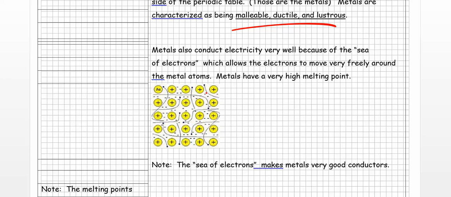But I want you to notice here that the electrons in metals are not bound to any particular element, right? So these electrons are free to move anywhere they want, right? They can move anywhere. And thus we use the name sea of electrons, right? The reason that electricity works through a, say, copper wire is because copper is a metal. And copper allows these electrons to travel anywhere they want, right? So we call that situation the sea of electrons. So again, the sea of electrons makes metals very, very good conductors of electricity.